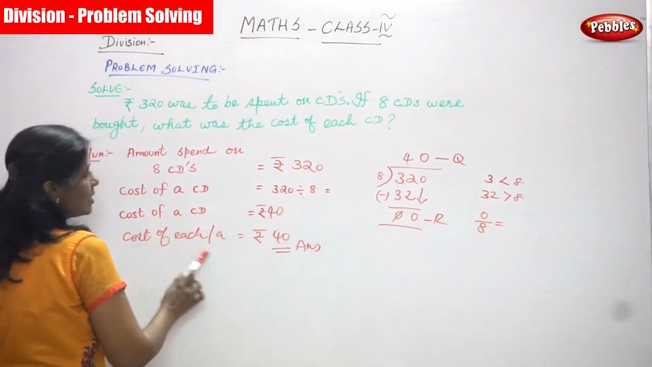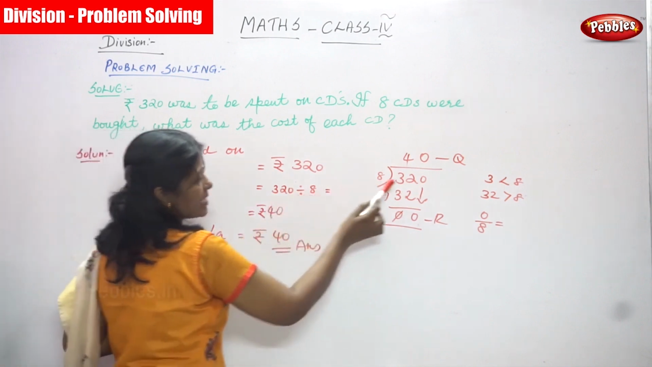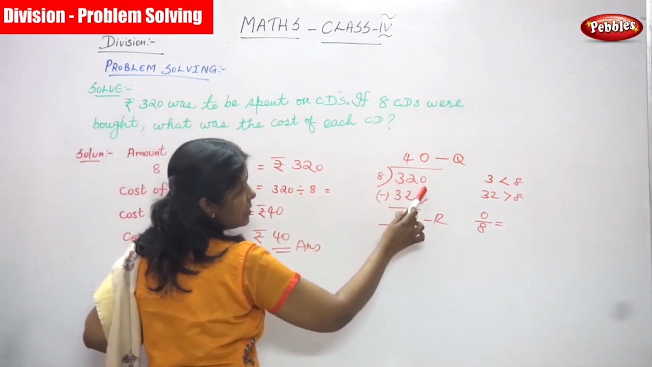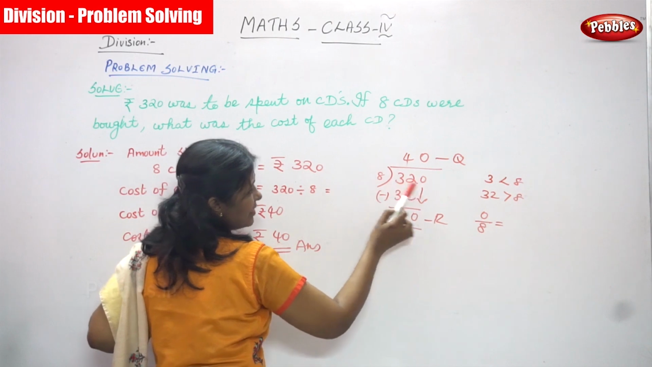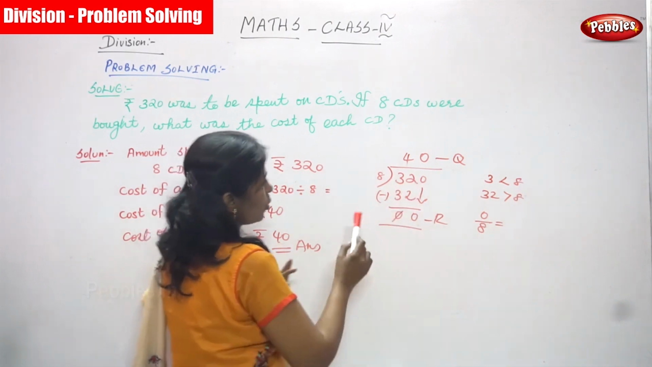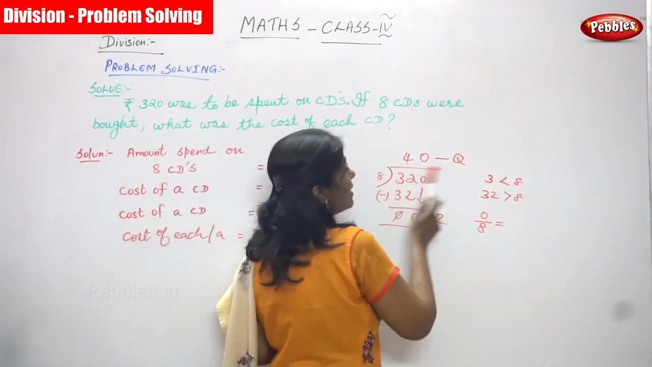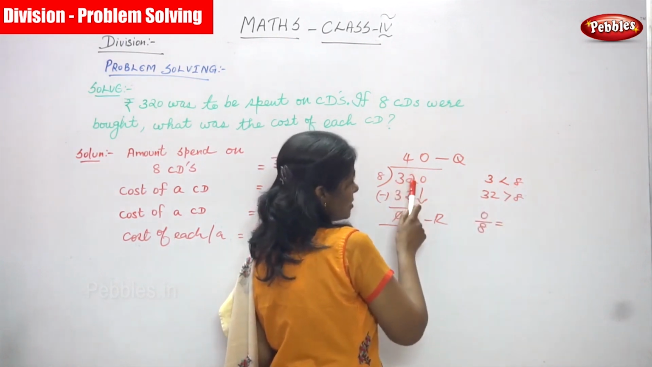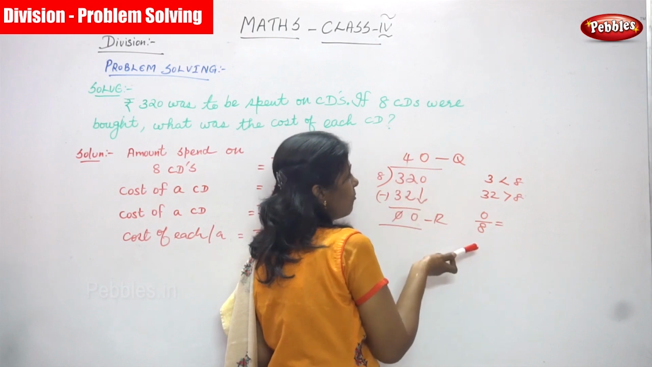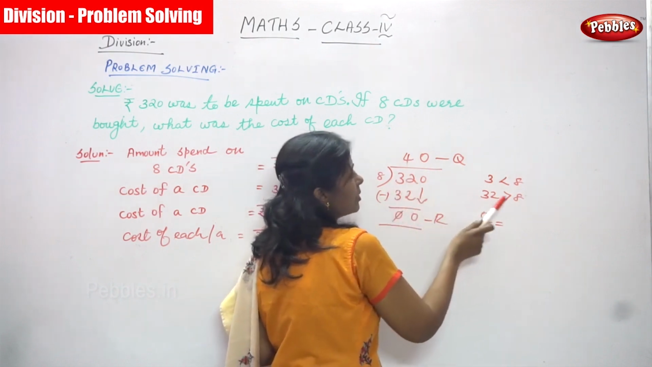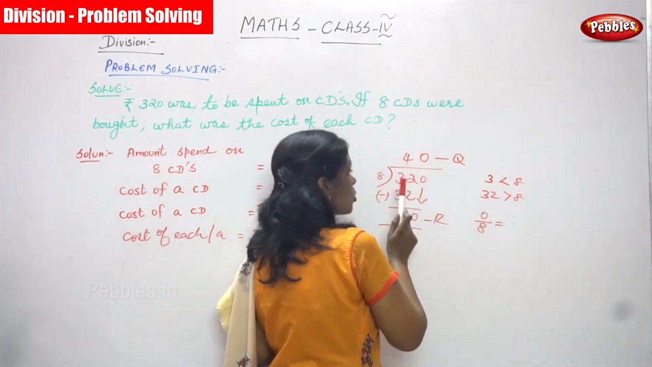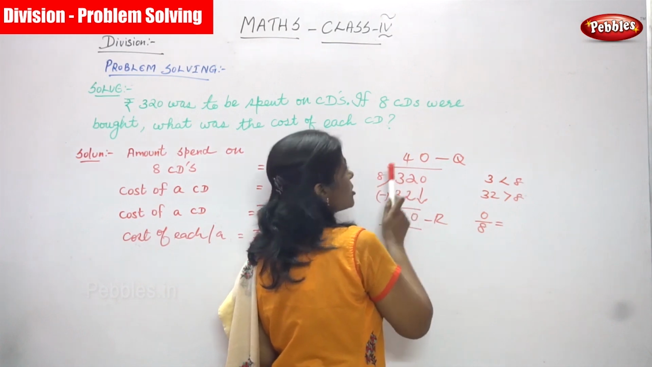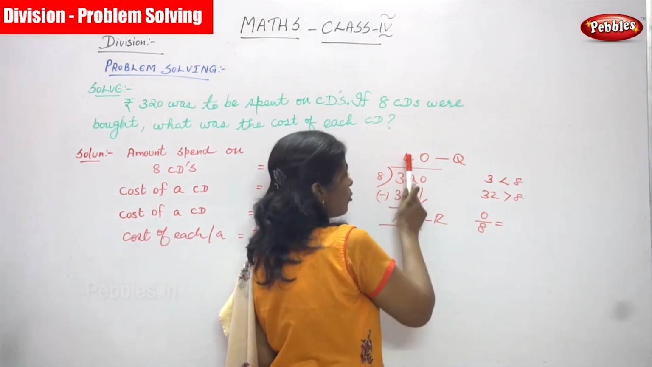So the cost of a CD you can get is 40. 320 divided by 8, this is the dividend and this is the divisor. First you have to compare 3 and 8. 3 is less than 8. So this is the hundreds place value. What is the next place value? You have to take the tens place value. So 3, 2, that means 32. 32 is greater than 8. So in 32, 8 goes how many times? That is 4 times. So 8 4s are 32.